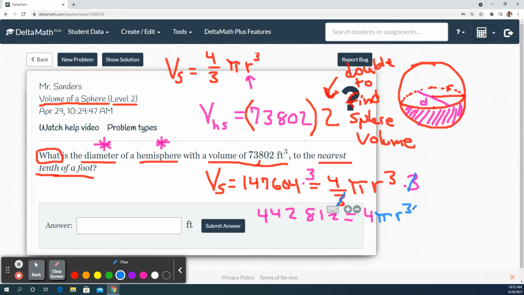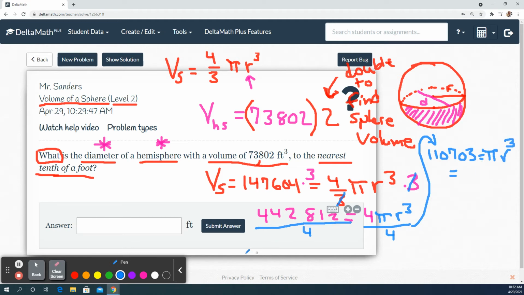All right, what would you do? What would we do next? In stages, I would divide by 4. Divide by 4. So I'll take my answer, divide by 4 equals. Now I get 110703 equals pi r cubed.